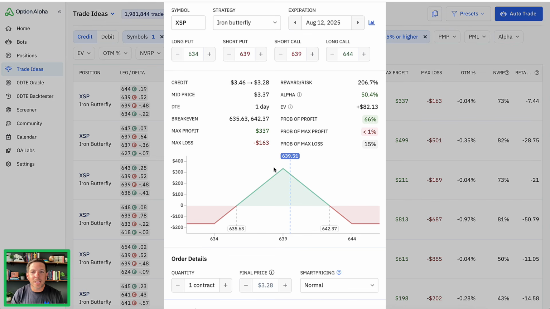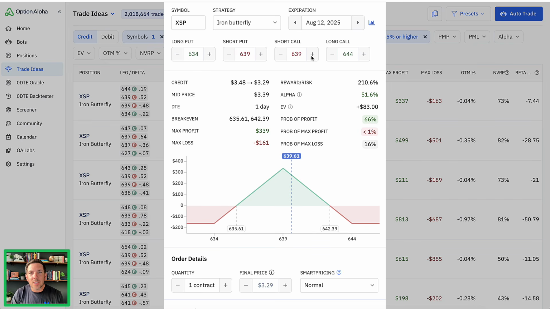So what you really basically have is more of a partial profit, partial loss zone. But in this case, what we're doing here is buying the 634 puts and buying the 644 calls on either side. This is a pretty balanced iron butterfly position. You can still get your alpha, you can still get your EV. Probability of profit generally is 66%. So that's a pretty good trade overall.